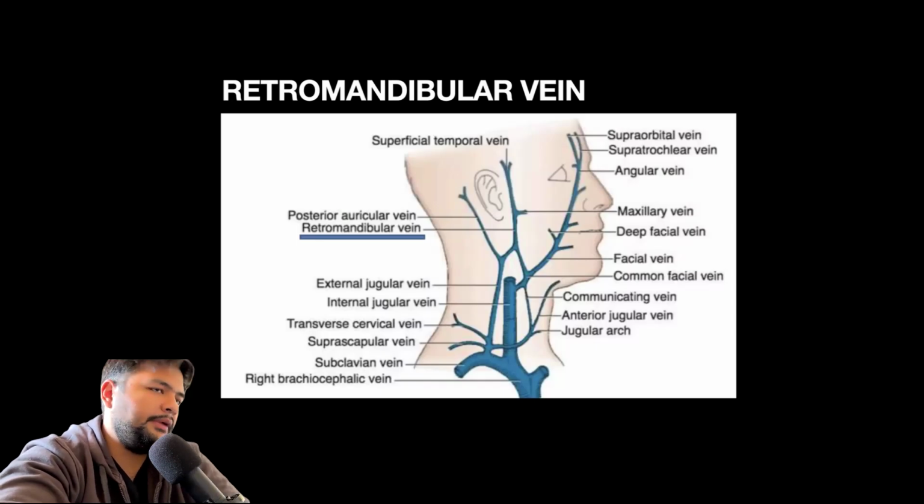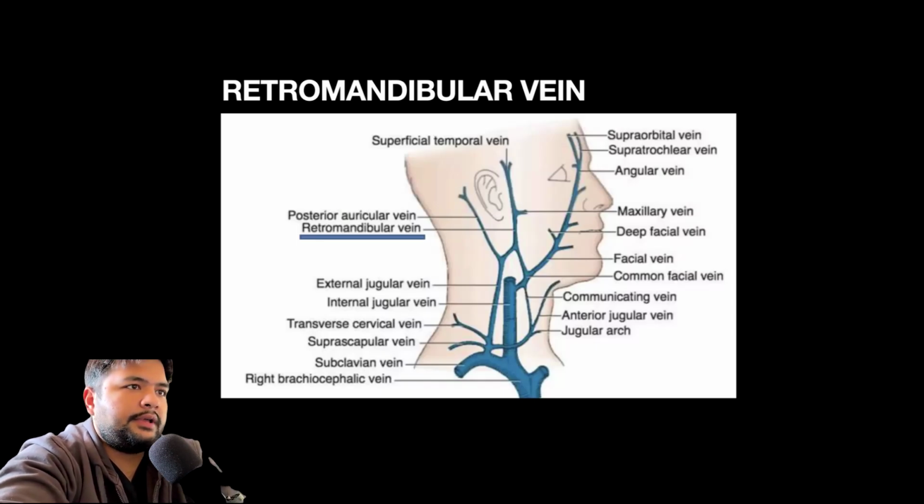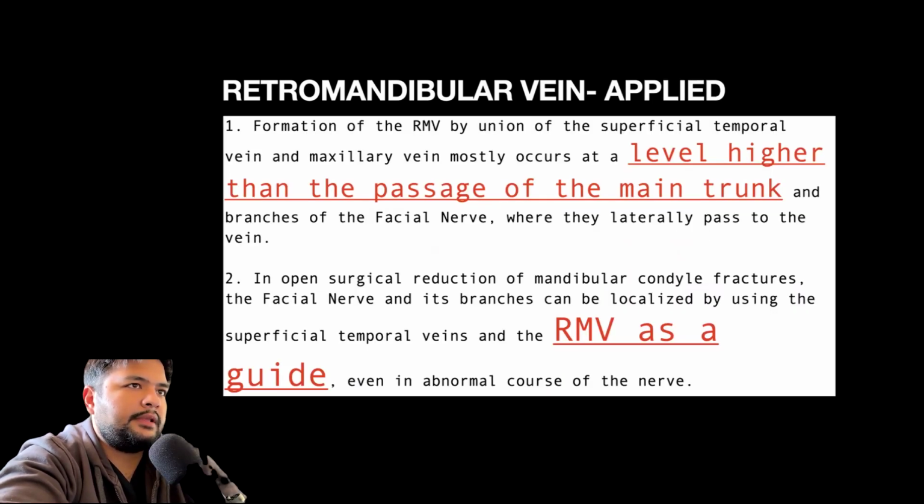So here we can see the retromandibular vein dividing into an anterior retromandibular vein and a posterior retromandibular vein, and we will be discussing how they join together to form the internal jugular vein and external jugular vein. Then coming to the retromandibular vein's applied anatomy.